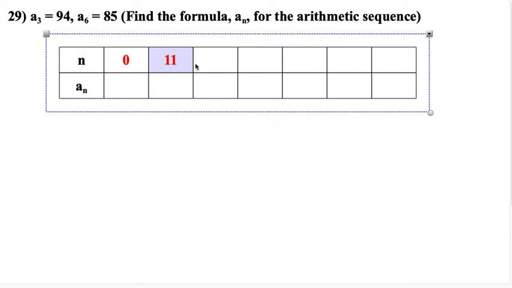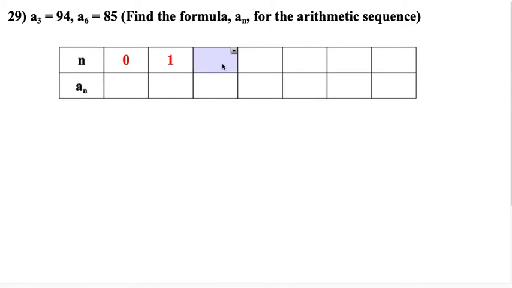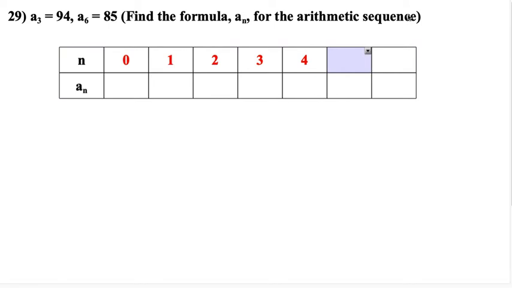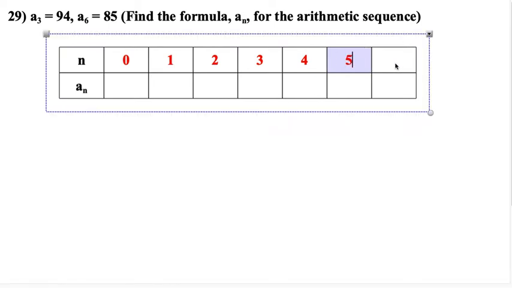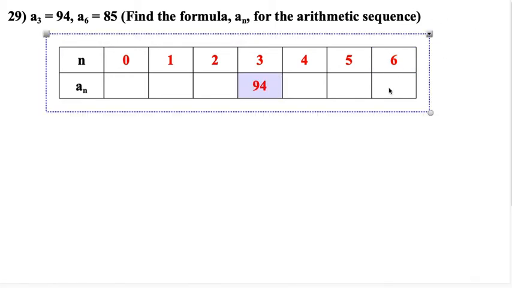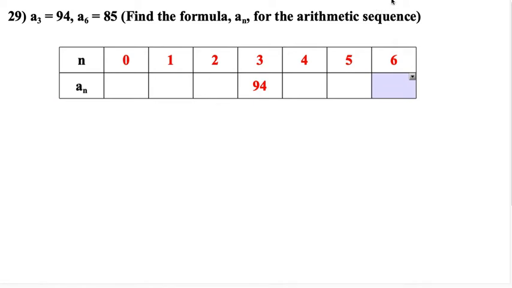1, 2, 3, 4, 5, 6. Now for small values, I find this is the easiest way to go, because now what I can do is I can put in what the values are here. So this is 94, and this is 85.